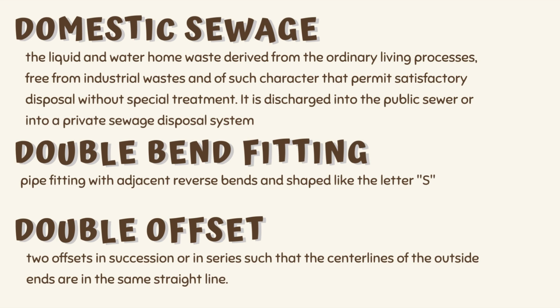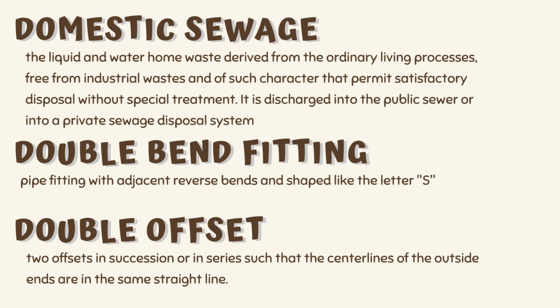Double bend fitting. Pipe fitting with adjacent reverse bends and shaped like the letter S. Double offset. The two offsets in succession or in series such that the center lines of the outside ends are in the same straight line.